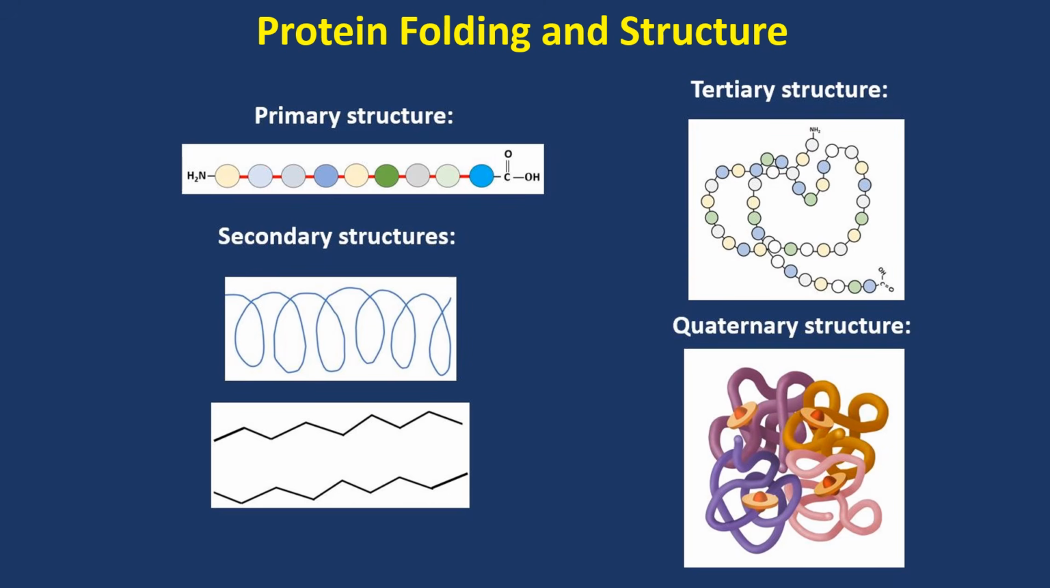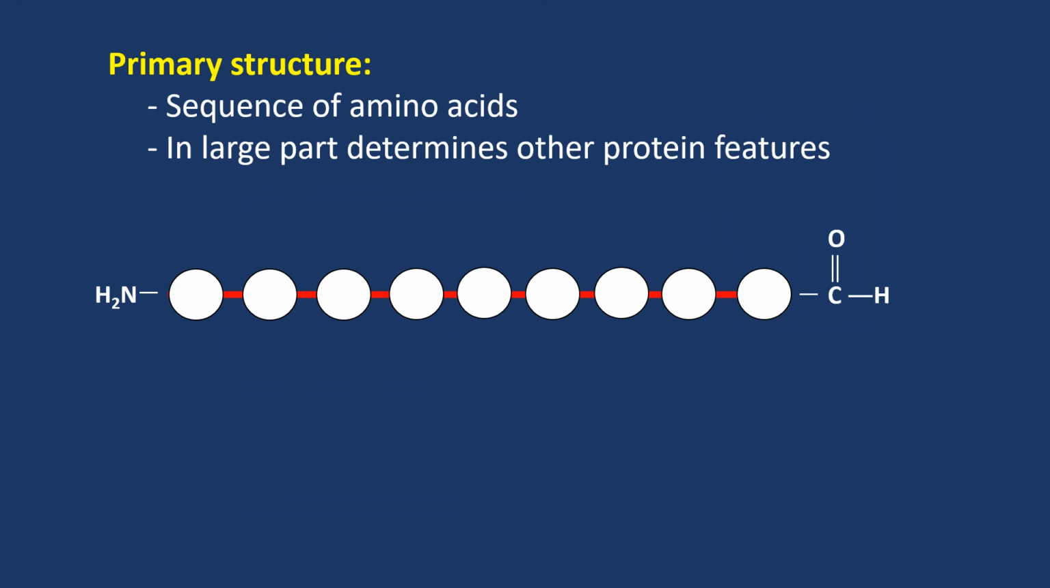into four levels: primary, secondary, tertiary, and quaternary. Primary structure. This is the linear sequence of amino acids in the protein, which ultimately dictates how the protein will fold. Of course, it has an amino terminal and a carboxyl terminal end. And here you see different amino acids which may or may not repeat.